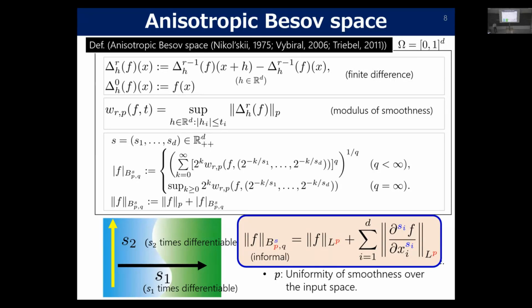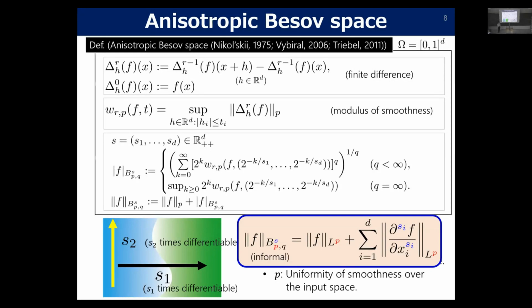It is not equivalent up to a constant factor. It is just an analogy, so it's not the exact case. So this is an anisotropic Sobolev space, and we cannot show that the anisotropic Sobolev space is included in the anisotropic Besov space or vice versa.